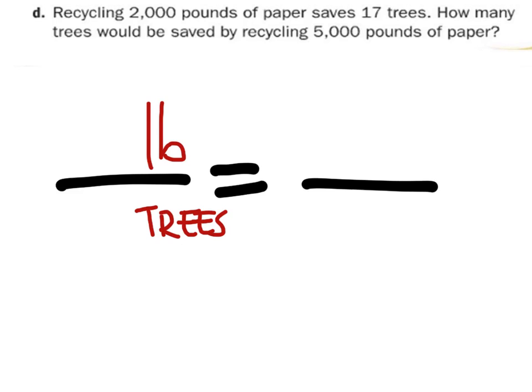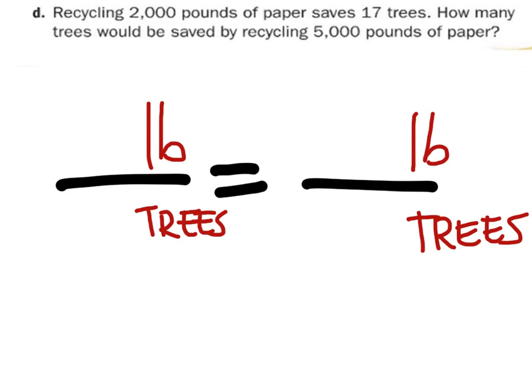Now, if this is the case, the other fraction should have the same units. So pounds on top, trees on the bottom, okay? So let's look. 2,000 pounds. So we're going to write 2,000 pounds. What's its corresponding value for trees? Quade. 17. 17 trees. Very good.